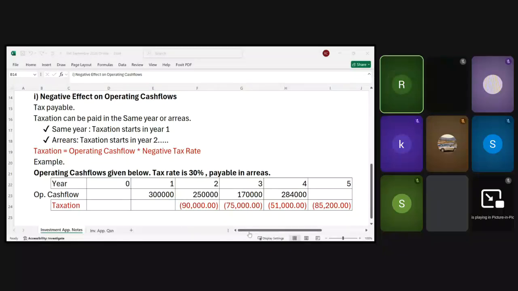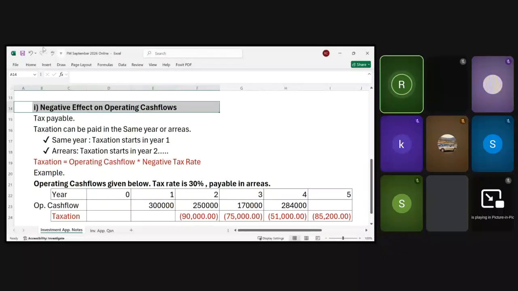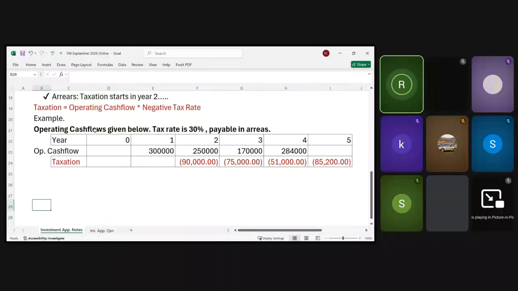Okay. Right. Let us look at the positive effect. We have looked at the negative effect, and this is going to be applicable on operating cash flows. Let us look at the other effect, which is number 2, positive effect on initial investment.